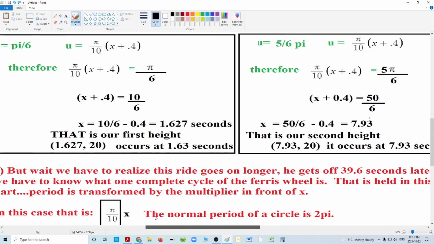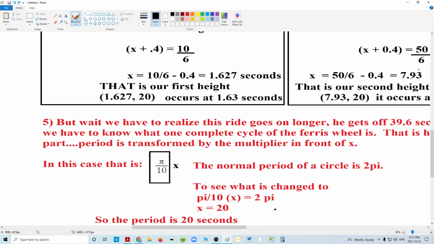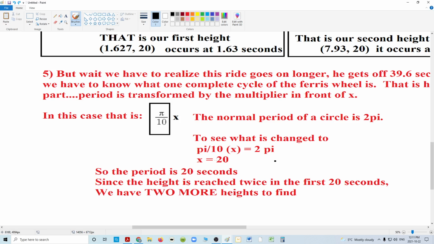So we have to know what one complete cycle of the Ferris wheel is. That is held in this part, the transformation of the multiplier. So again, here's showing you how to figure out the cycle is 20 seconds. That means the sine curve repeats after 20 units, in this case seconds, no longer 2 pi. Since the height is reached twice in the first 20 seconds, we have to find 2 more heights, because this thing goes on for 40 seconds. So there's these 2 heights we figured out, but we need to figure out these 2 heights by simply adding 1 period to the previous values.